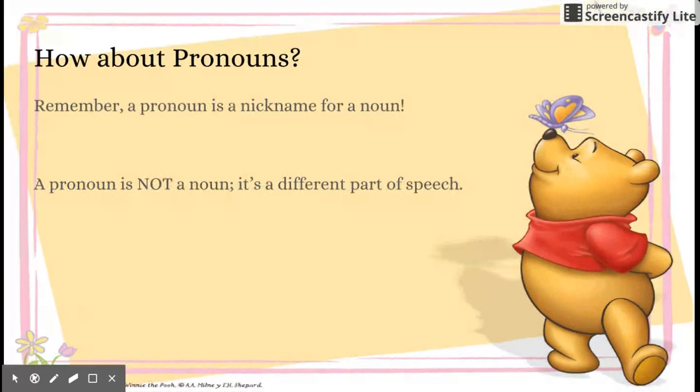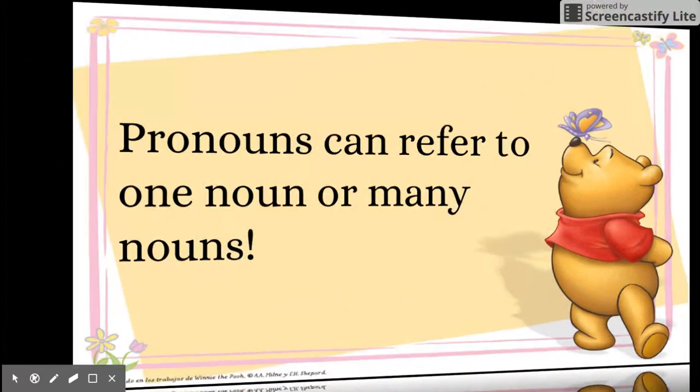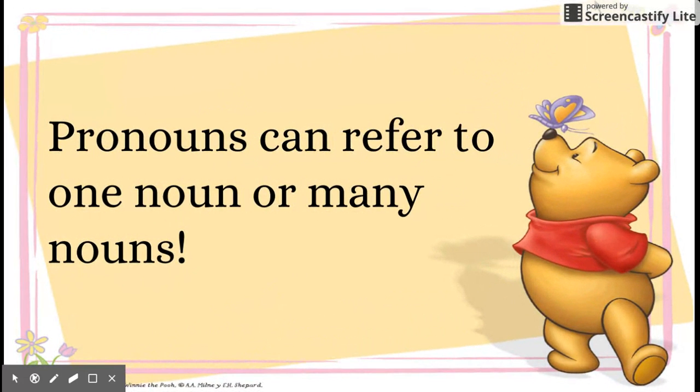So remember that a pronoun is a nickname for a noun, and nicknames are great ways to help you identify a specific noun. However, if you are speaking with a person who doesn't know who the nickname is referring to, it's pointless. That's why you need to give your reader some more information. That's where an antecedent comes in. And remember that a pronoun is not a noun. It's a completely different part of speech. Pronouns can refer to one noun or a whole bunch of nouns, as collective nouns like team.